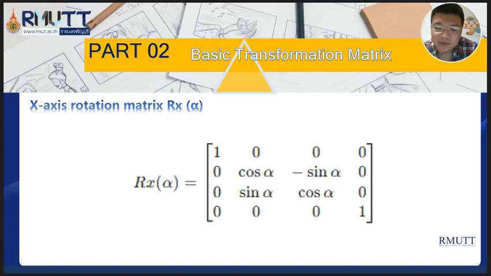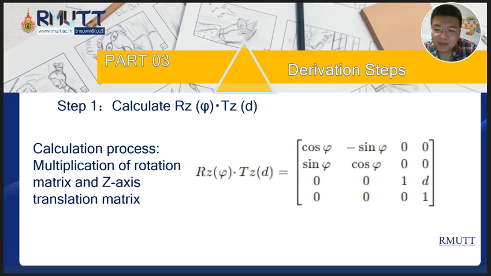The Y axis and Z axis combine through cosine alpha and sin alpha, while the X coordinates are unchanged by the rotation. After these four matrices, we combine them. The first step is the coordinate RZ phi TZ D, which is the rotation motion about ZX, and the translation moves along ZX.